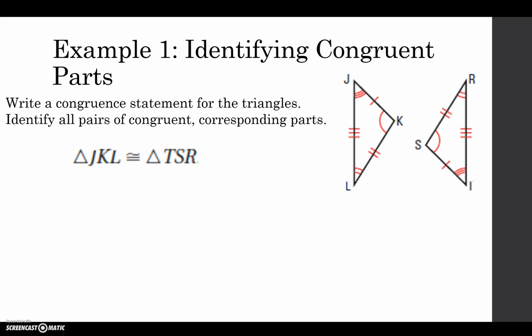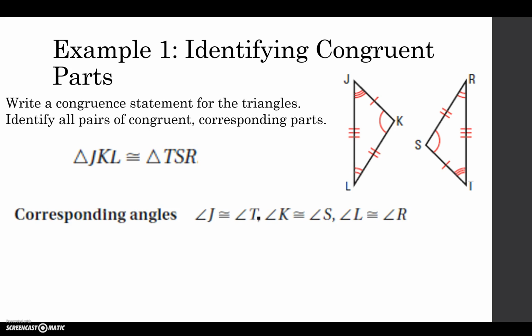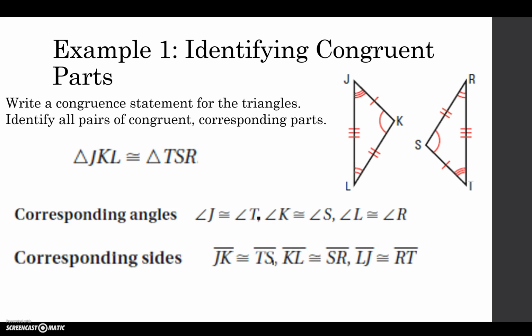Again, those angles have to match up. From there, you can identify the congruent sides and the congruent angles. For corresponding angles, J and T, K and S, and L and R are congruent to each other. And the corresponding sides would be JK with TS, KL with SR, LJ with RT.